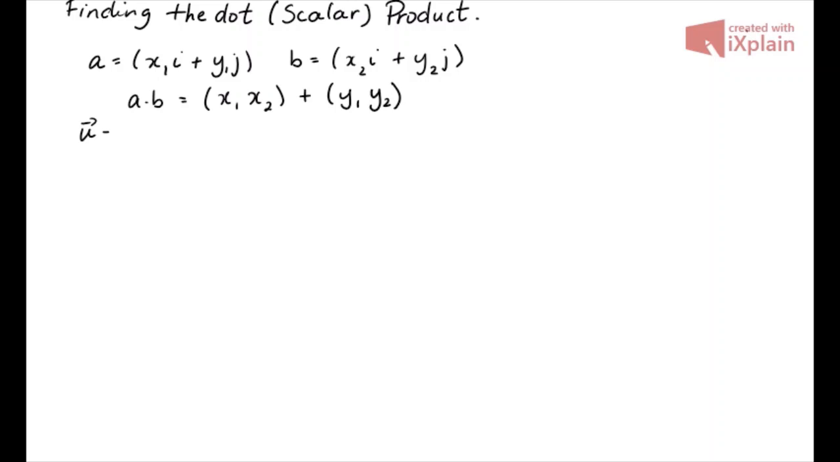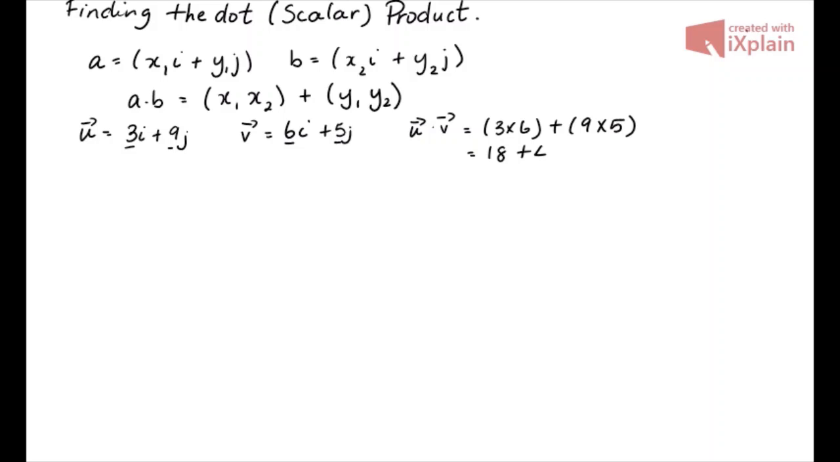If I have vector u being equal to 3i plus 9j and vector v being equal to 6i plus 5j, then u dot v will be 3 times 6, which are our x's, plus 9 times 5, which are our y's, and that is 18 plus 45, which gives us 63. Two vectors multiplied and we have a scalar.